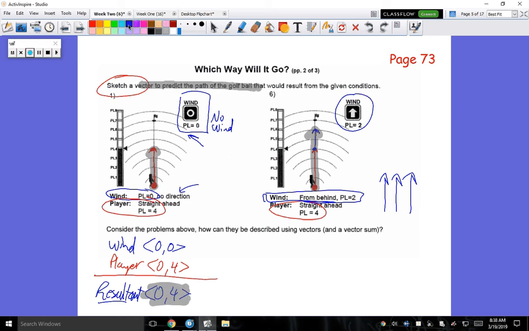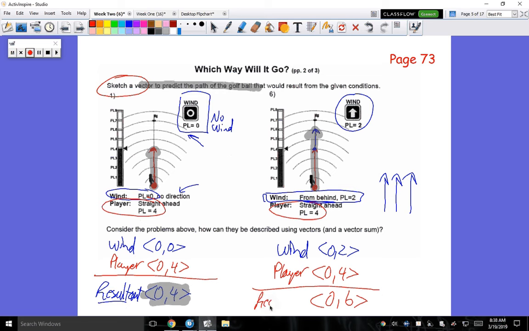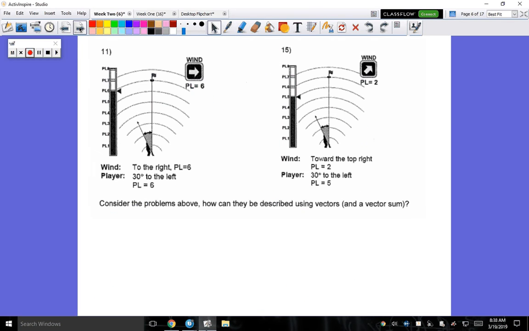So let's come over here and do this one. We have the wind, which traveled at 0, 2. We had the player that hit with the strength of 4 straight up. And when I added these together, I'd have 0, 6, which is, of course, what you see as far as the resultant is concerned here. Again, the resultant is what actually happened, and that's what I have highlighted in gray. Alright, so that's just the beginning.